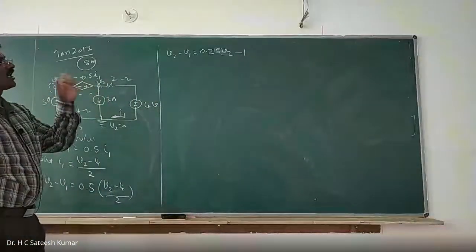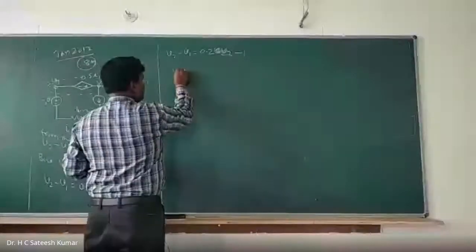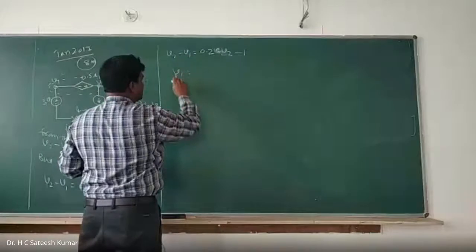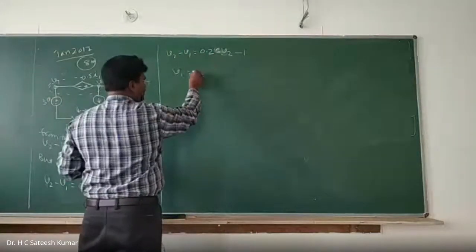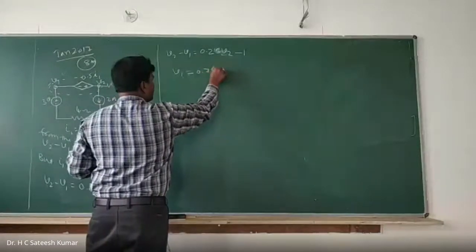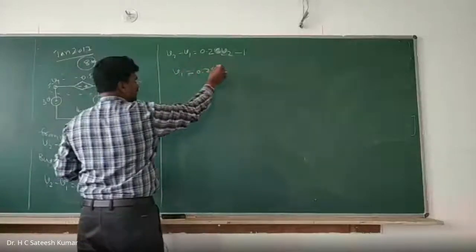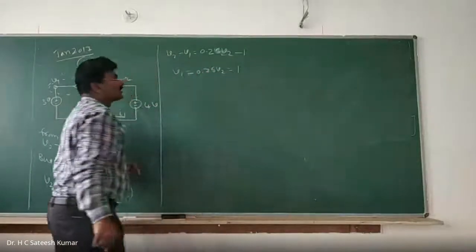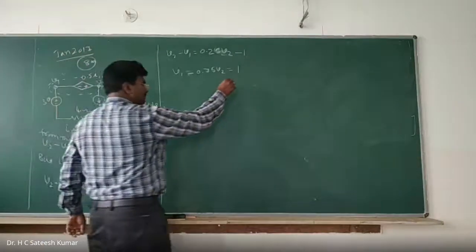Okay, right. Now, transfer all of them to one side. So, we can transfer to right hand side. What will you get? V1, right hand side V1. V2 is what? 0.25 V2 minus V2 is minus 0.75 V2. And transfer 1 to the left hand side, is equal to 1. Is it okay, madam? Okay, right. Call this as equation number 1.